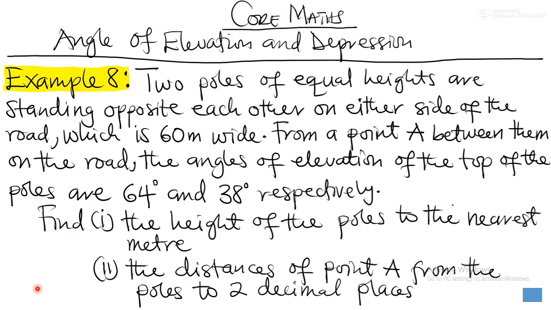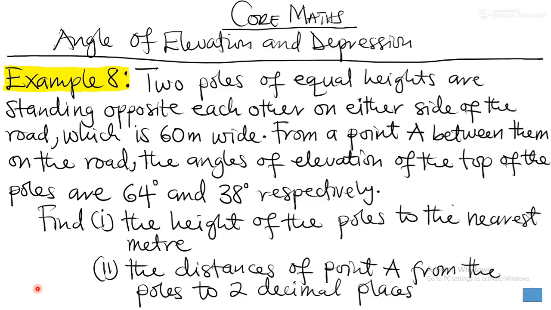So let's first read the question to understand. Two poles of equal height are standing opposite each other on either side of the road, which is 60 meters wide. From a point A between them on the road, the angles of elevation of the top of the poles are 64 degrees and 38 degrees respectively. Now we are to find (i) the height of the poles to the nearest meter, (ii) the distances of point A from the poles to two decimal places. Good. So we have read it.